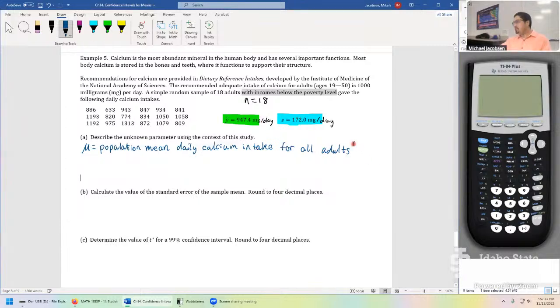And notice you could have said all people aged 19 to 50, but we can leave that written into the context. Adults are defined here. You don't have to be hyper specific. So this would be a good shortcut to take here. Let's let the rest of the context carry what that means by adults. All adults below the poverty level.